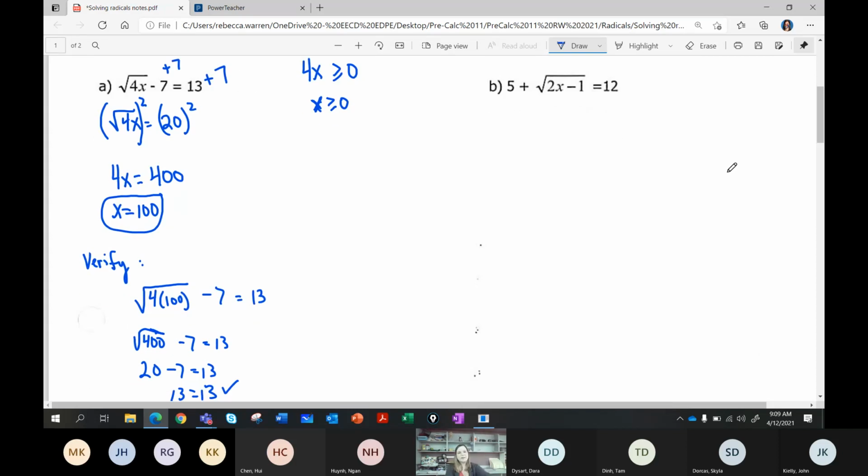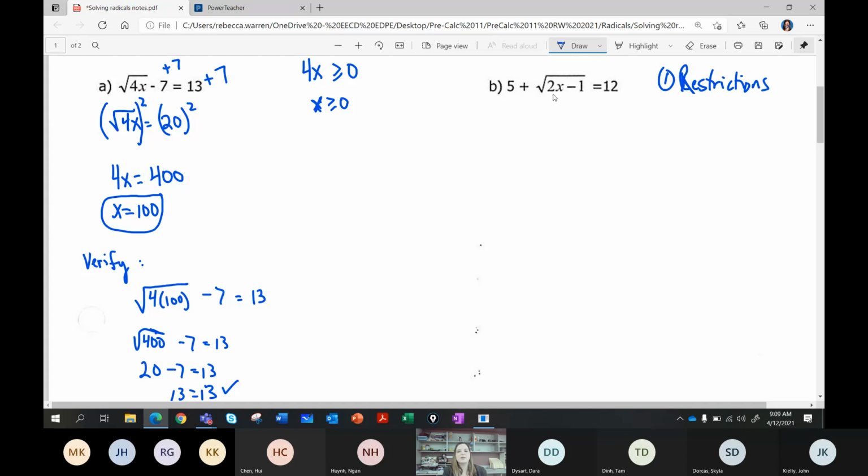So I have 5 plus radical 2x minus 1 equals 12. How do I isolate? Well, actually, sorry. Step 1, we want to do the restrictions. I'm getting ahead of myself. Step 1 is always going to be restrictions. My bad.